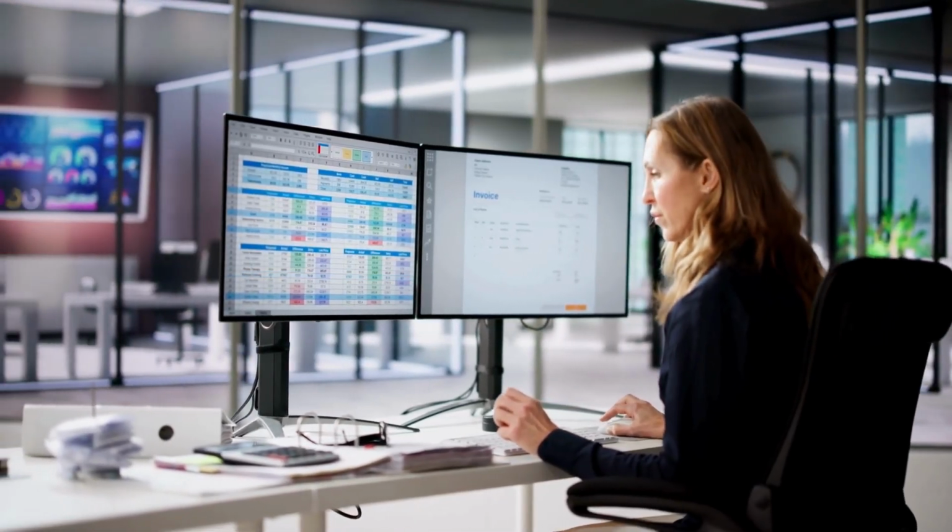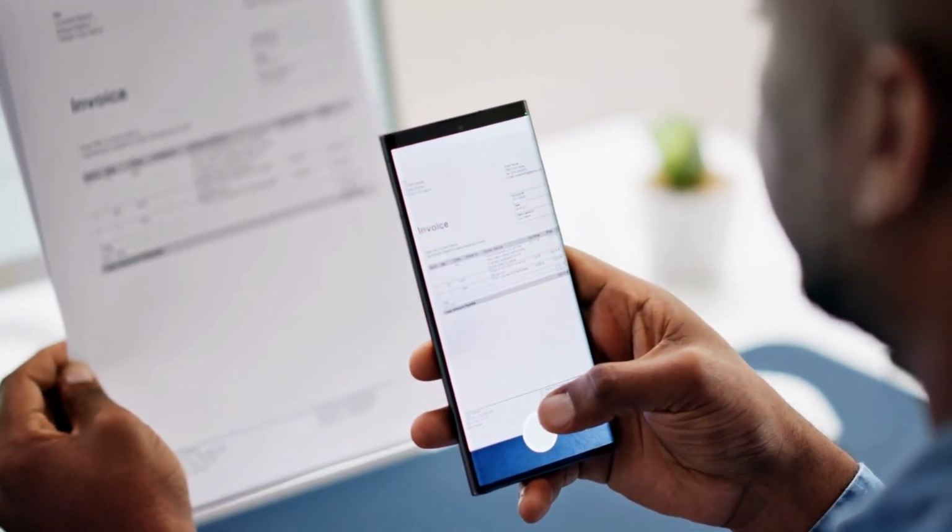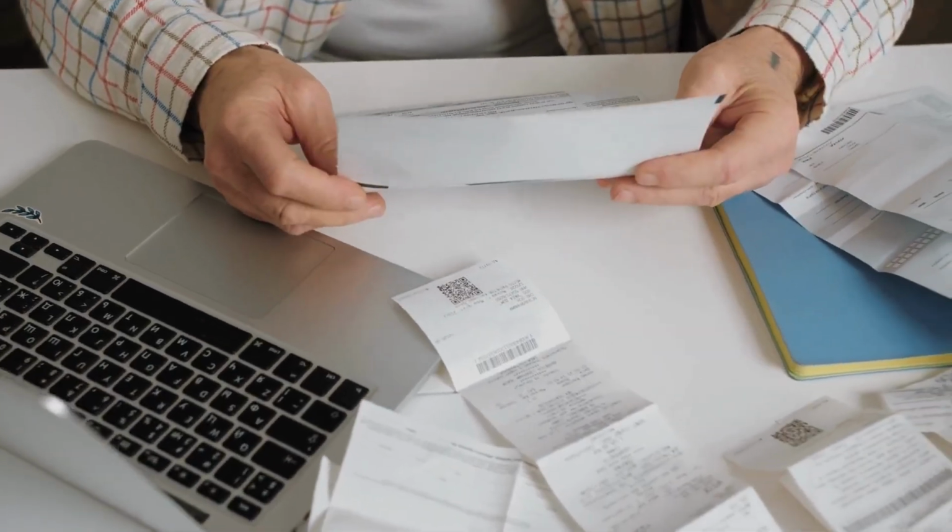So here's where QuickBooks really stood out for me, and it's the payment flow. Once the invoice is sent, the client gets an email with a Pay Now button. They can pay right from their phone or computer using a credit card or a bank transfer.